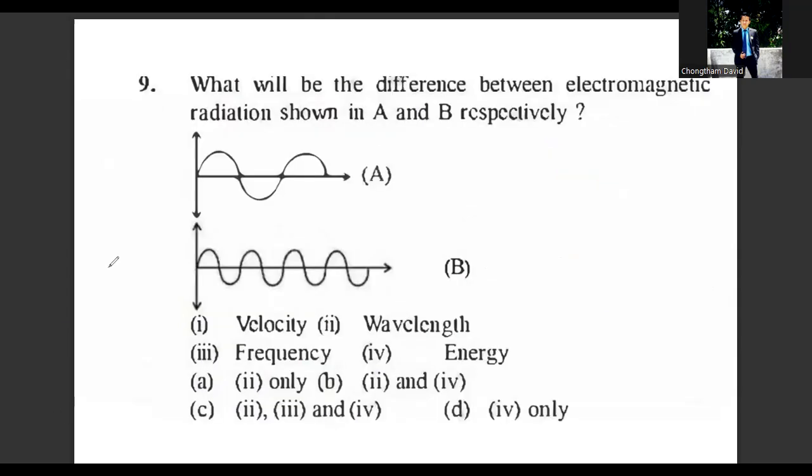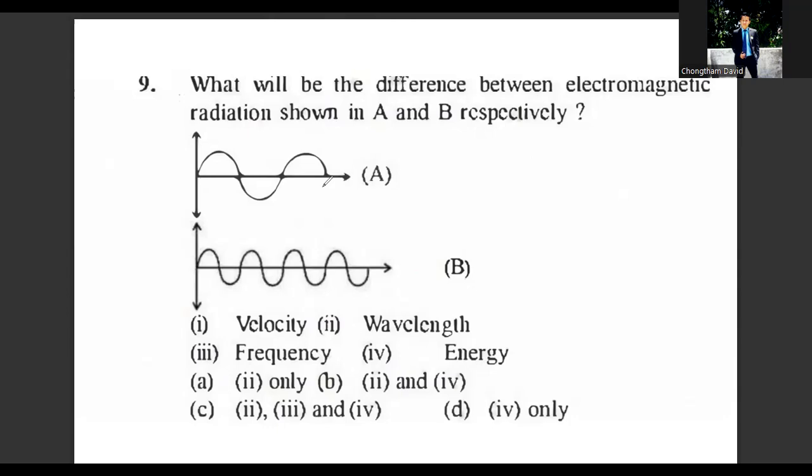Moving on to the next question, number 9. What will be the difference between the electromagnetic radiation shown in A and B respectively? So this electromagnetic wave shown in figure A has higher wavelength in comparison to the electromagnetic wave shown in figure B.